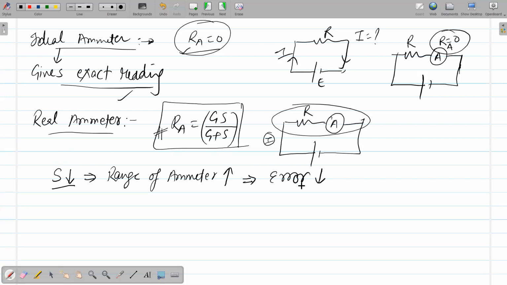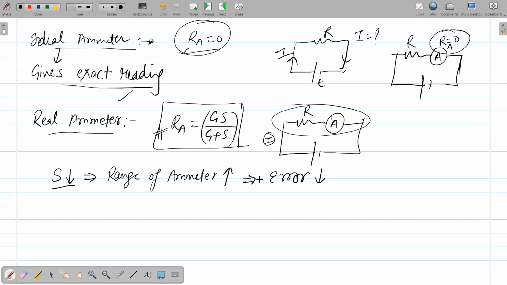Just somehow, anyhow, take the value of S as 0. What will happen? In that case, the resistance of the ammeter will become 0, and it will become an ideal ammeter. So the error will also become 0. That means the smaller the value of S, the smaller the error of the ammeter also. Right, everyone? Got it, everyone?